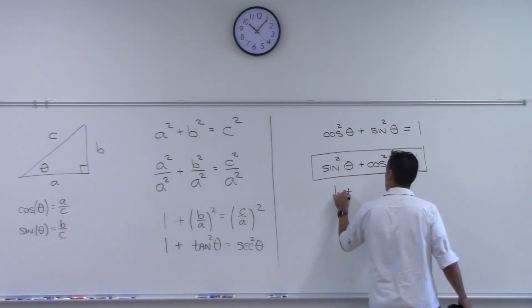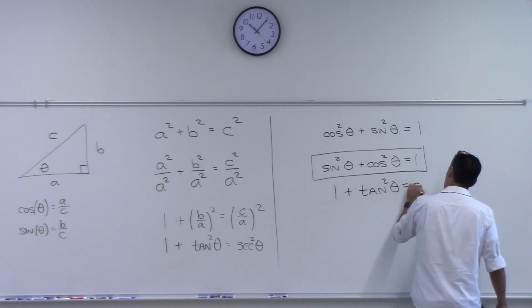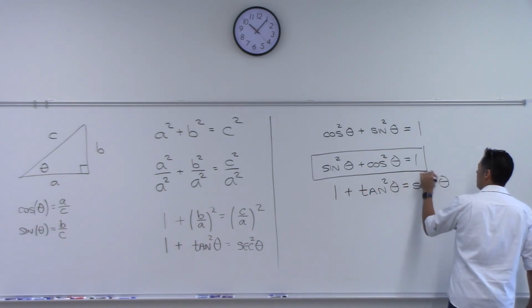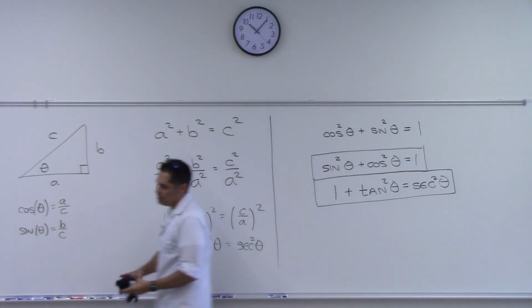That is your second Pythagorean identity: 1 plus tangent squared theta equals secant squared theta. I cannot tell you how much in Cal 2 we use these. So much.